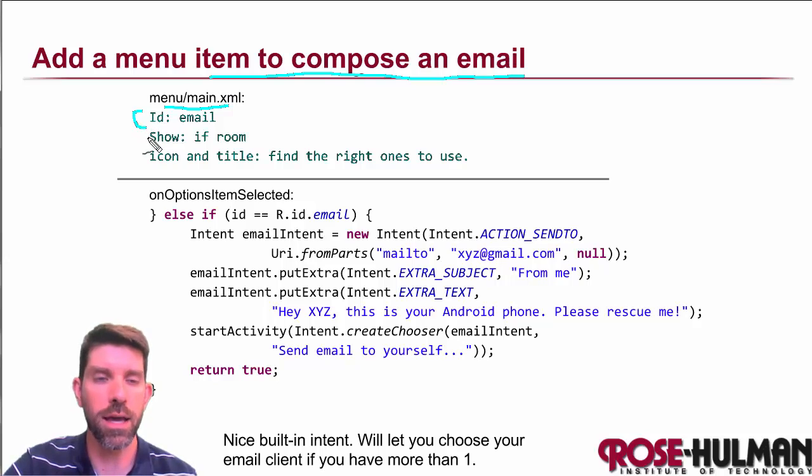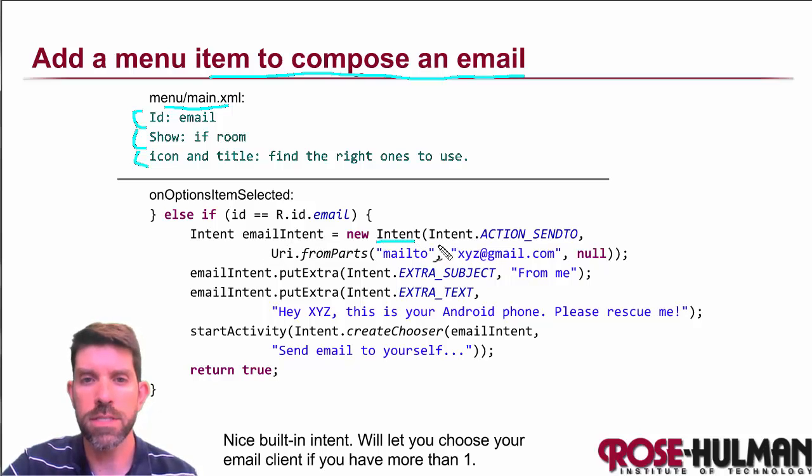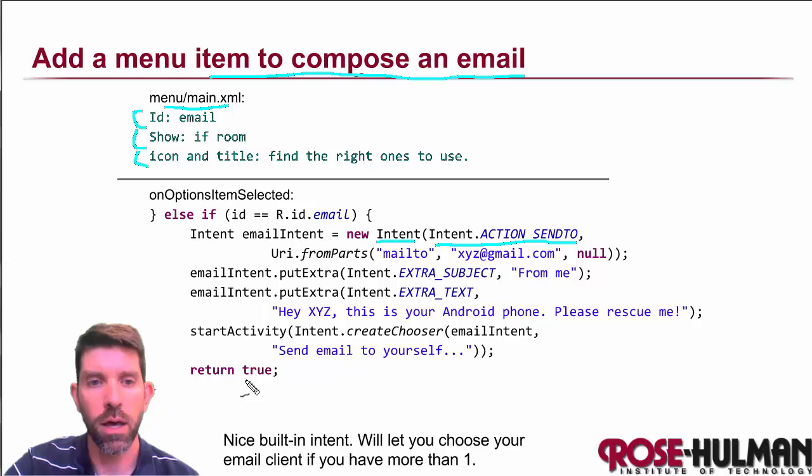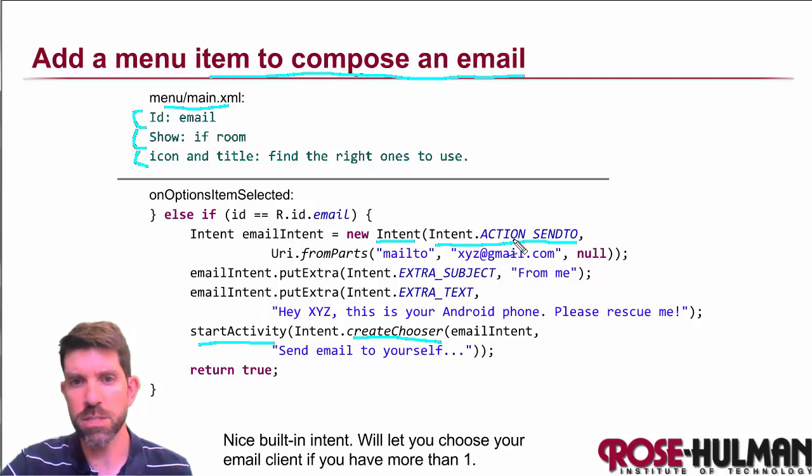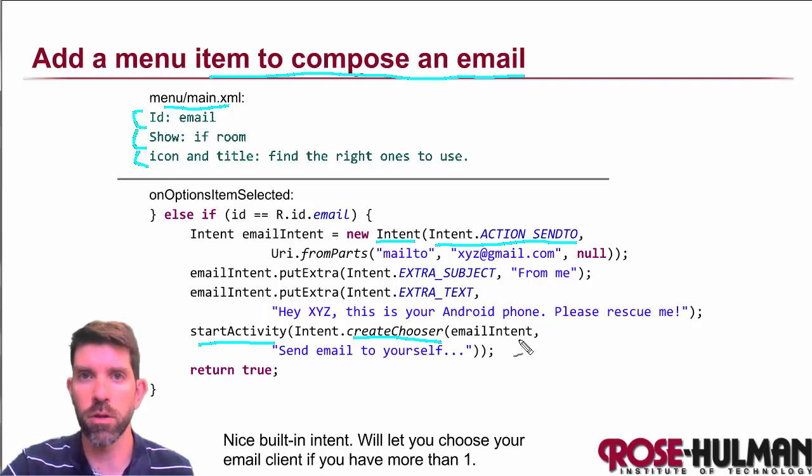So we'll have an email ID, and like the other one, we'll show it if it's from. And I already supplied an icon and title, so we just have to basically find those. And then we're going to have some code that we can use to create an email intent right here. And this is actually a built-in one, kind of a neat one here. Intent.ACTION_SENDTO, and we're going to pass it in some parameters, and then we'll start that activity. Actually out of a chooser from this, because it's possible that we could have multiple email clients, and we want to choose from the ones that we have.